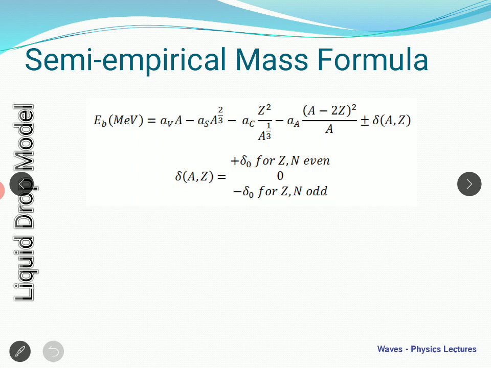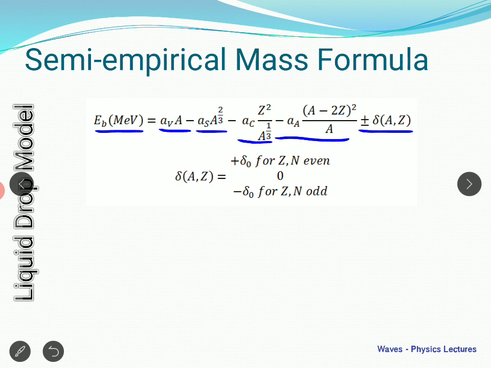Okay, so if you look into this semi-empirical mass formula, the terms that we have are a_V, the volume term. This is the only positive part in the semi-empirical mass formula which adds to the binding energy. So if the volume is more, the binding energy will be more. But there is the surface term which reduces the binding energy. The Coulomb term will reduce the binding energy. The asymmetry term will reduce the binding energy, and finally the pairing energy.